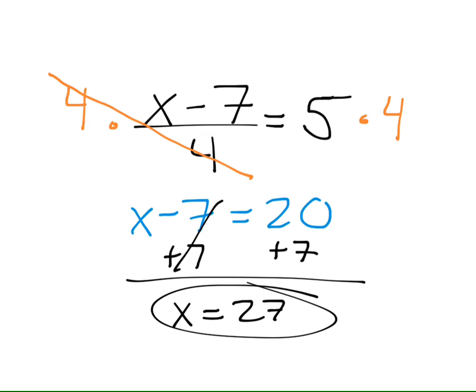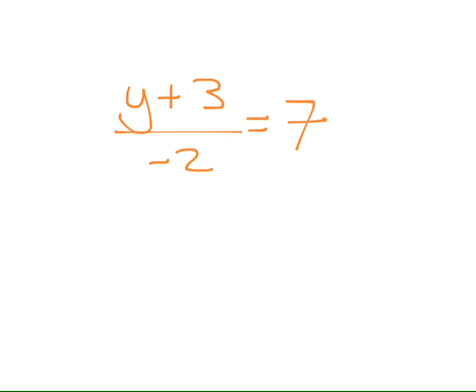Okay. All right, let's have you try a similar type. Say you had one like this. Solve that equation for y. What's going to be the best way to start this one out? Good. Multiply by negative 2, right?